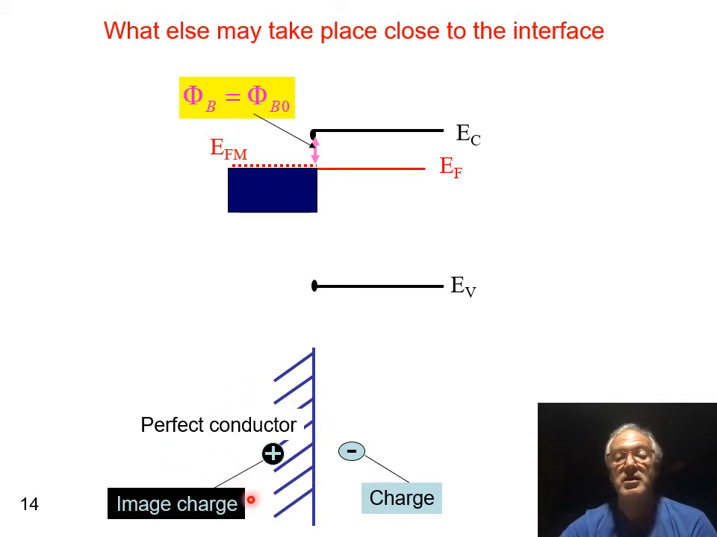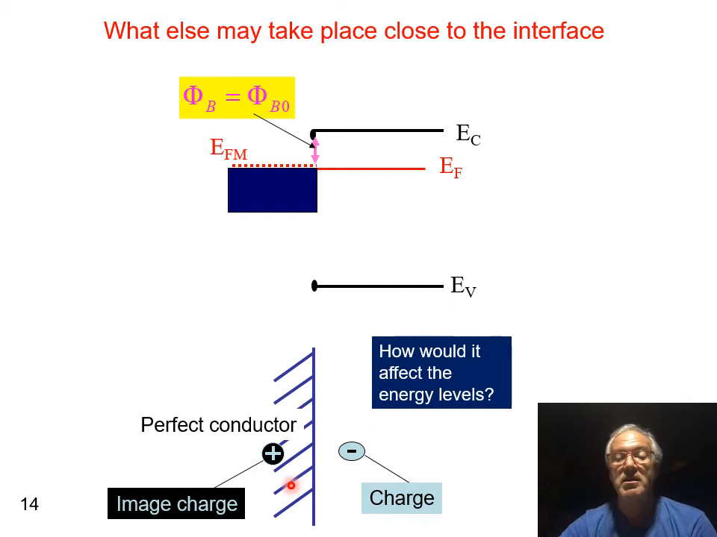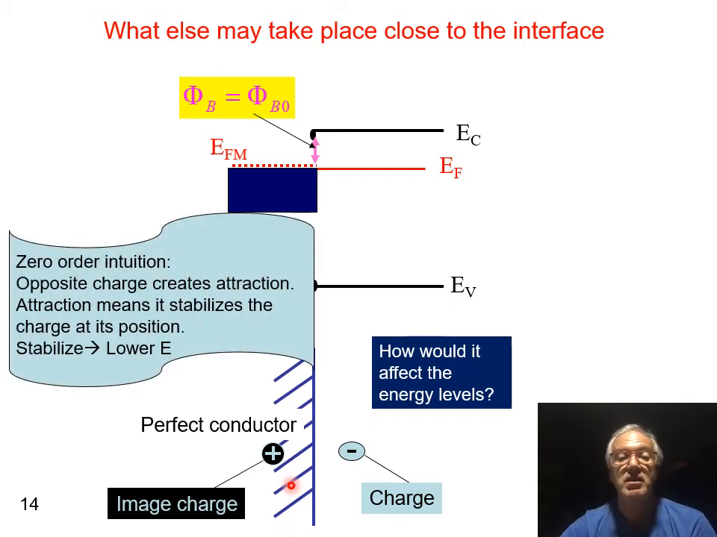And the question is, how would the energy levels or the potential of the electron be affected by the fact that we have a positive charge nearby? And really we can use zero order intuition, and we know that when we have a pair like that, plus and minus, they would attract each other and stabilize each other.